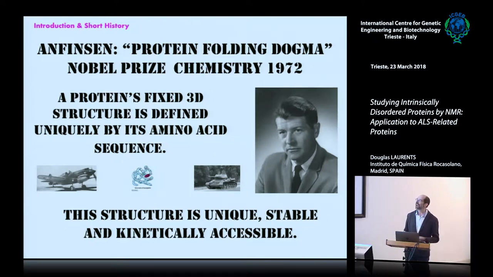So he won the Nobel Prize in Chemistry in 1972 for saying that a protein's three-dimensional structure is determined uniquely by its sequence. And this structure is unique, stable, and kinetically accessible. So a protein has to have a hard structure that's determined by the sequence in order to have a particular function. Okay? That was the dogma up until the 80s and maybe the 90s.